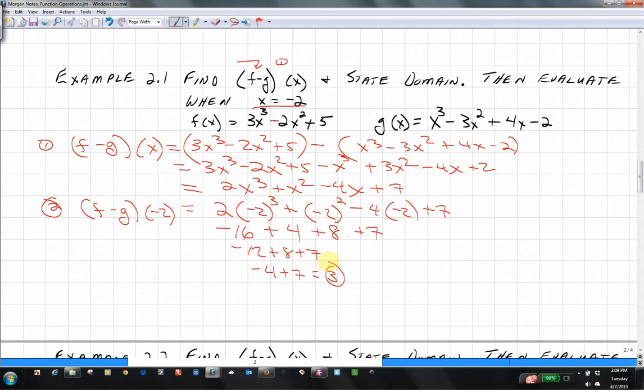The last piece is to find the domain. And I don't have any square roots. So that's good. And I don't have any denominators. So there's nothing in there that's going to give any problems. So x is all reals.